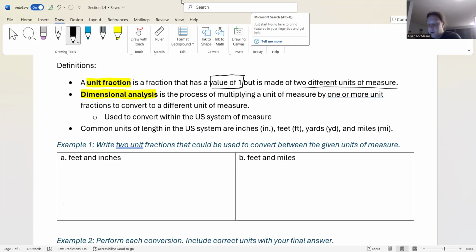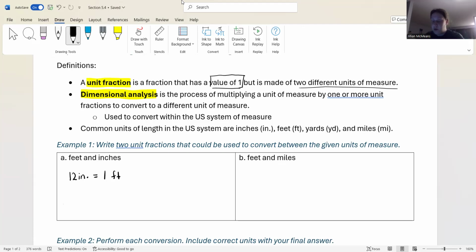Again, we're going to write two unit fractions that could be used to convert between the given units of measure. We want to convert between feet and inches, a pretty easy one. Most of us are familiar with feet and inches. I know that 12 inches equals 1 foot. How do I create a unit fraction out of this? If I cut a piece of rope 12 inches long and another piece of rope 1 foot long, they're the exact same length. Even though 12 inches looks really different than 1 foot, they represent the same amount.